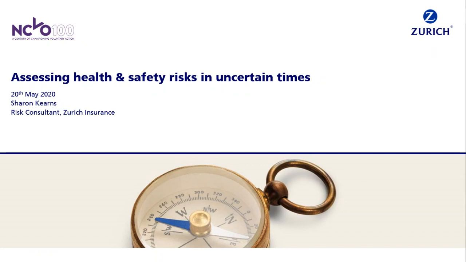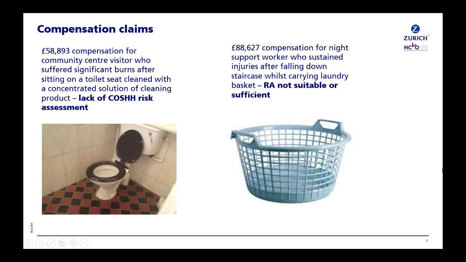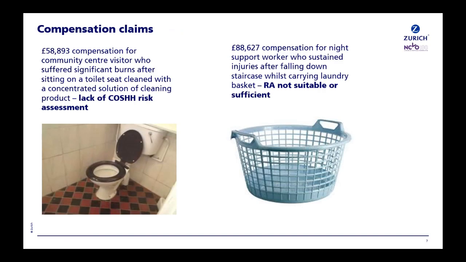In the second case, we have just over £88,000, £88,500 compensation awarded to a night support worker who sustained injuries following a fall downstairs while carrying a laundry basket. In this case, the organisation was found liable for not having a suitable or sufficient risk assessment in place. The risk assessment didn't refer to the routine transporting of items up and down the stairs. Incorrect equipment was provided for the task, in terms of a laundry basket, which required holding the basket with 2 hands, and laundry baskets were very quickly replaced with laundry bags.